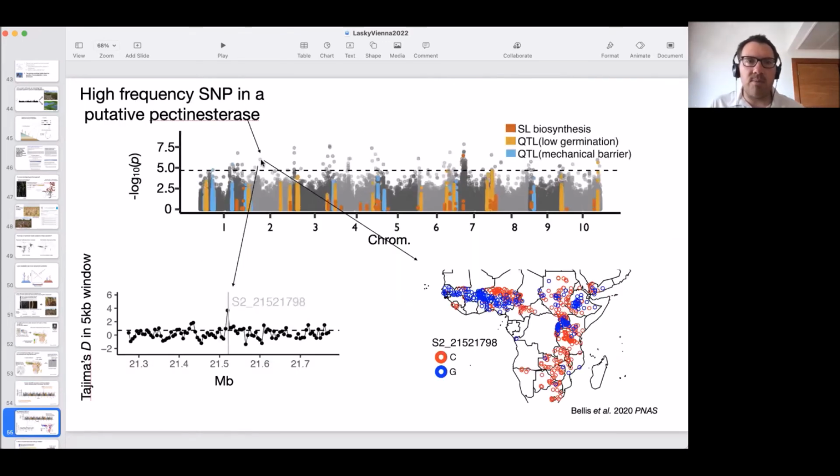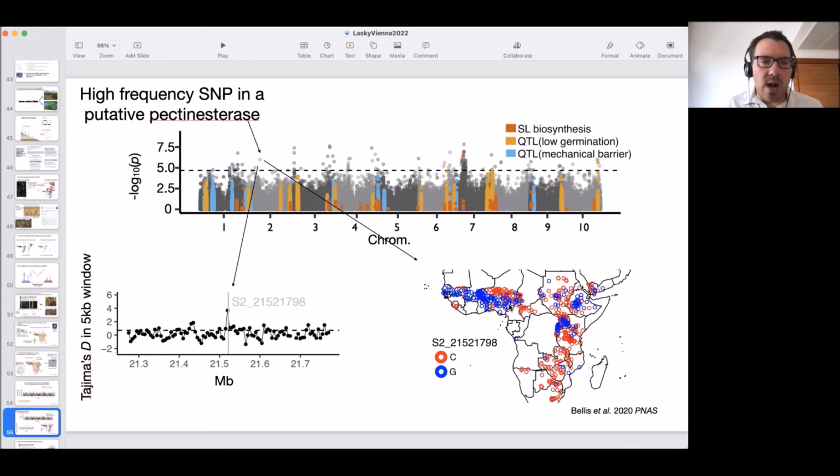One novel locus that I'll point out is a pretty high frequency SNP in a pectinesterase. This is a gene that modifies cell walls, which is of interest because the parasites and the hosts have a tug of war going as the parasite tries to penetrate the host cell wall. And there's also a peak in Tajima's D at that locus. Look at the allele frequency of that thing across the landscape. It has a pretty good mirror of where Striga is most prevalent.